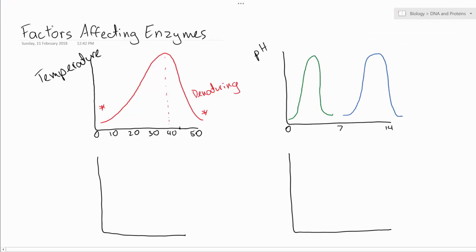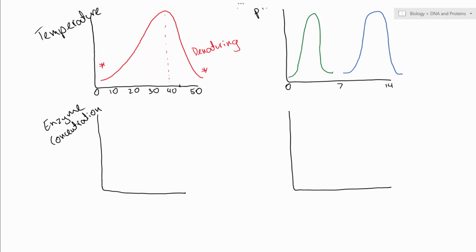Moving on to our next one, enzyme concentration. So to a point, creating and adding more and more enzymes is going to see an increase in reaction rate, an increase in the reaction the enzyme is trying to influence.